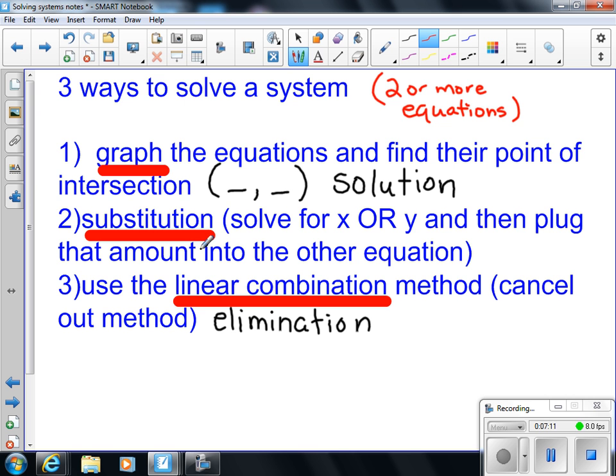We'll get to substitution tomorrow, and then later on we'll do the linear combination, or I call it the canceling out method or elimination method.